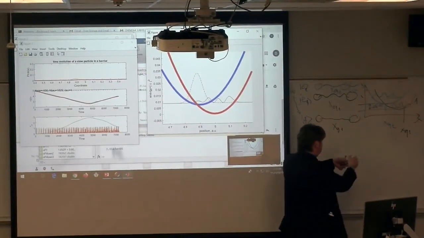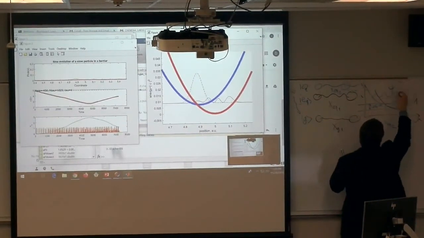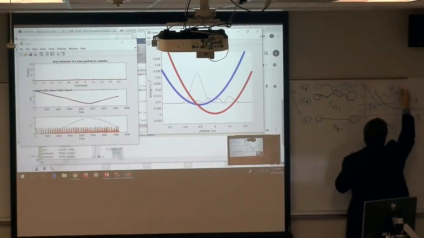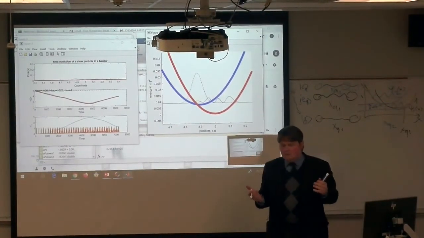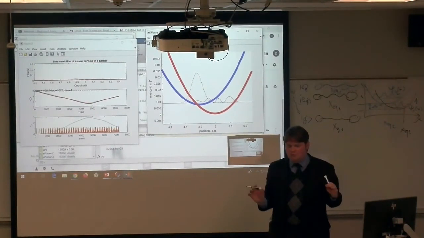So psi 2, psi 1 of x. But how do we mathematically record data if we want to describe the situation? So we are not yet approaching the way of solving it. We are just figuring out the basis.